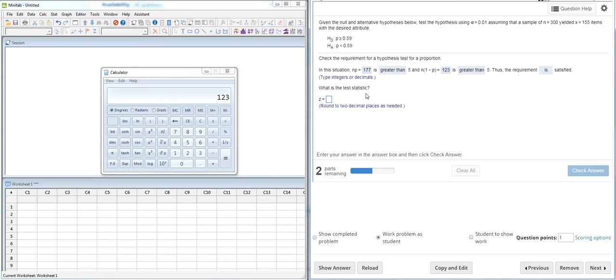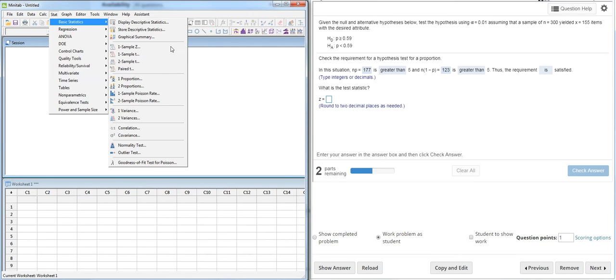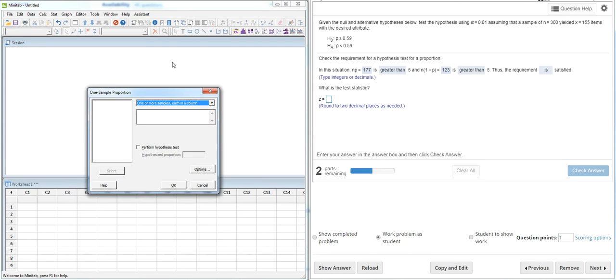All right. What is the test statistic? I'm going to let Minitab do the test statistic for me. I'm going to go ahead and shrink the calculator because I don't need it anymore. I'm going to go to Stat, Basic Statistics, 1 proportion. I'm going to be using summarized data. My number of events is always my X. My number of trials is 300. I'm performing a hypothesis test versus 0.59.